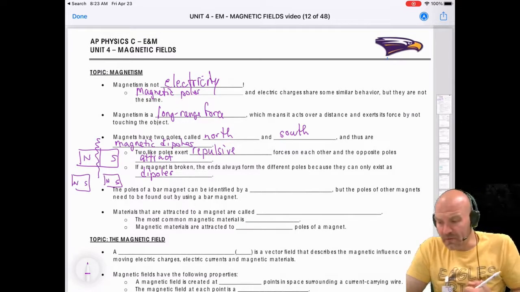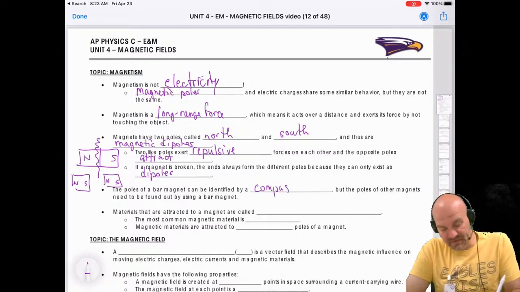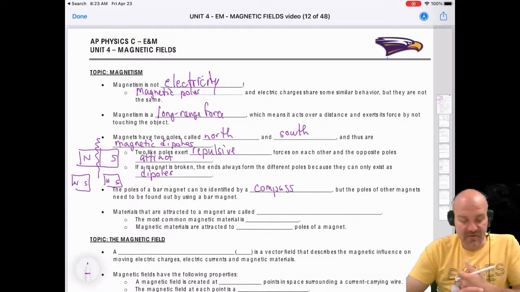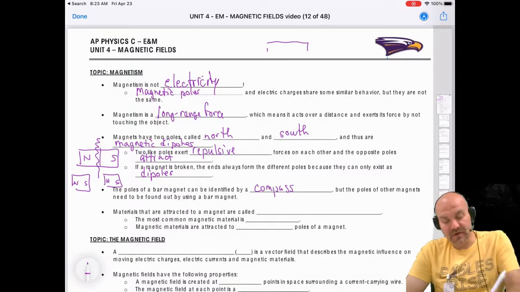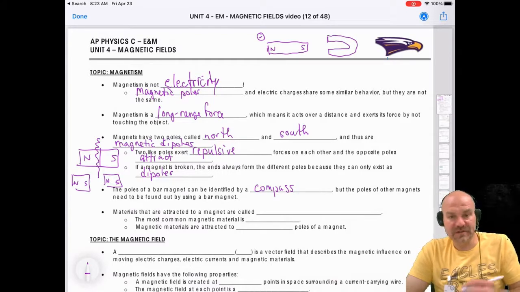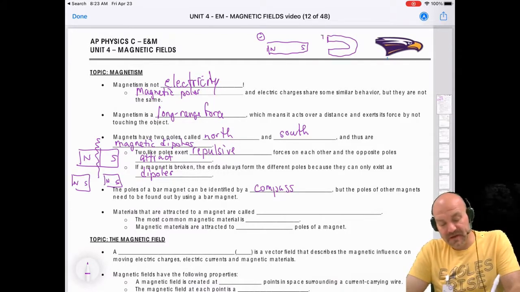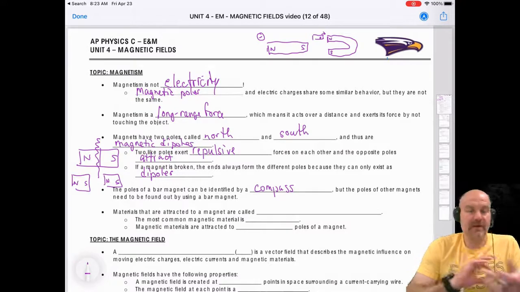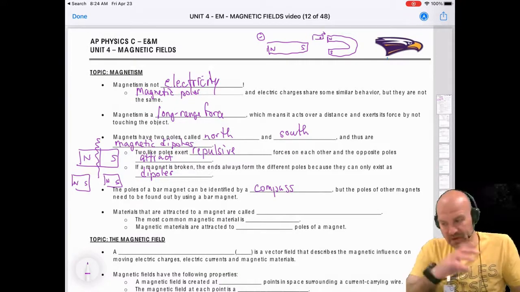Okay, the poles of a bar magnet can be identified by simply taking a compass and passing it near it. But the poles of other magnets need to be found by using a bar magnet. So if I have a bar magnet, right, I can find the pole by simply bringing a compass by it. But if I have a horseshoe magnet, it's kind of hard to figure out which side is north, which side is south. So what I do is I take my bar magnet, right? And if I know this is the south end and it attracts, that makes this the north pole, this the south pole, right? And we can just check it by simply flipping it and seeing if it pushes away or attracts.